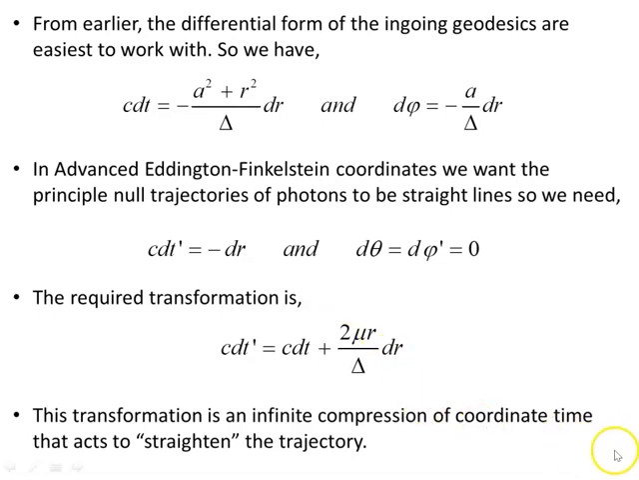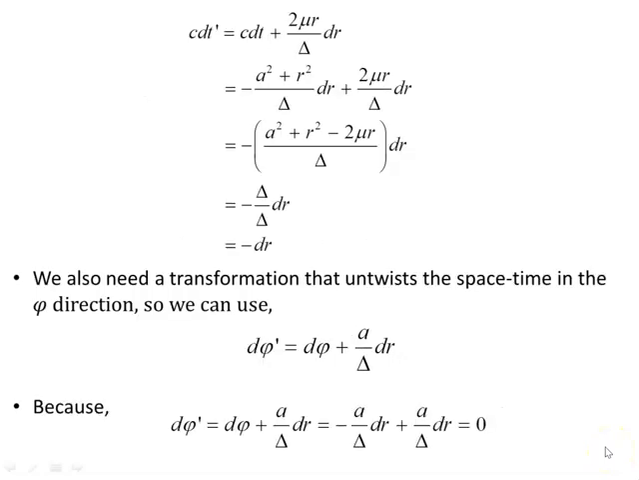Let's have a look at that. We need some evidence for that. How is it I can say that? Well, let's have a look. Okay, so c dt dash is c dt plus this bit here. Well, c dt for the ingoing principal null geodesics is minus (a squared plus r squared) on delta dr, plus 2 mu r on delta dr.